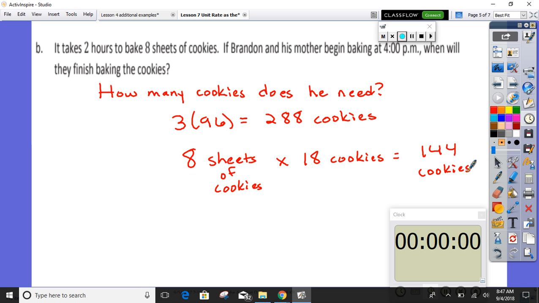Therefore, it's going to take how much total time? 4 hours, because 144 times 2 is 288, so we're just doubling the amount of time. So it's going to take 4 hours.